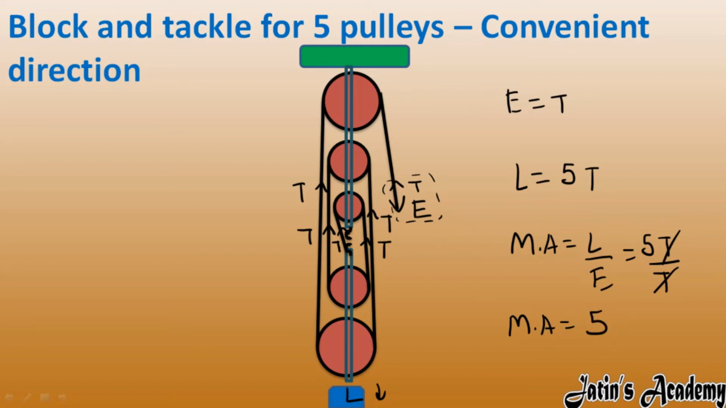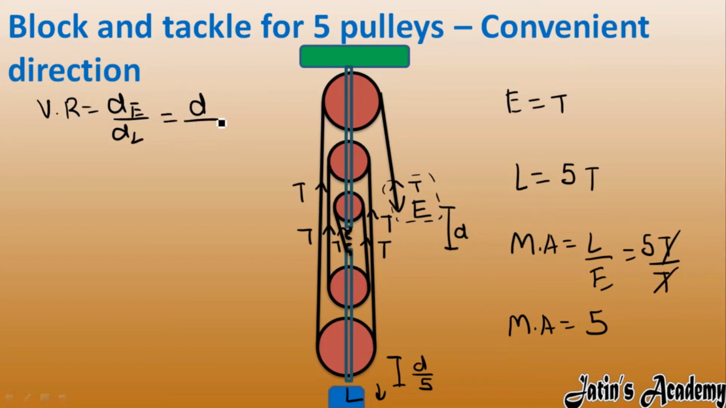Now let's see the velocity ratio. If effort moves a distance of d, for example, the load moves a distance of only d by 5. Why? Because these strings are moving in such a way that only some part of the strings will move. So if some part of the string will move, 5 strings are there, so the load will only move d by 5. So here velocity ratio is displacement of effort over displacement of load. This is the effort point, here displacement of effort is d, and this is the load point, here displacement of load is d by 5. So here we got velocity ratio 5.